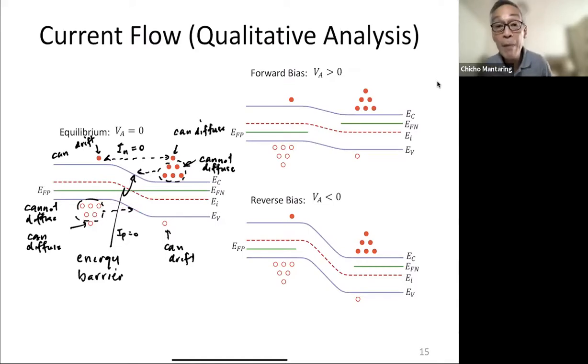Now, what happens when you forward bias? So this now is your forward bias. This can drift, but now all of this can diffuse.